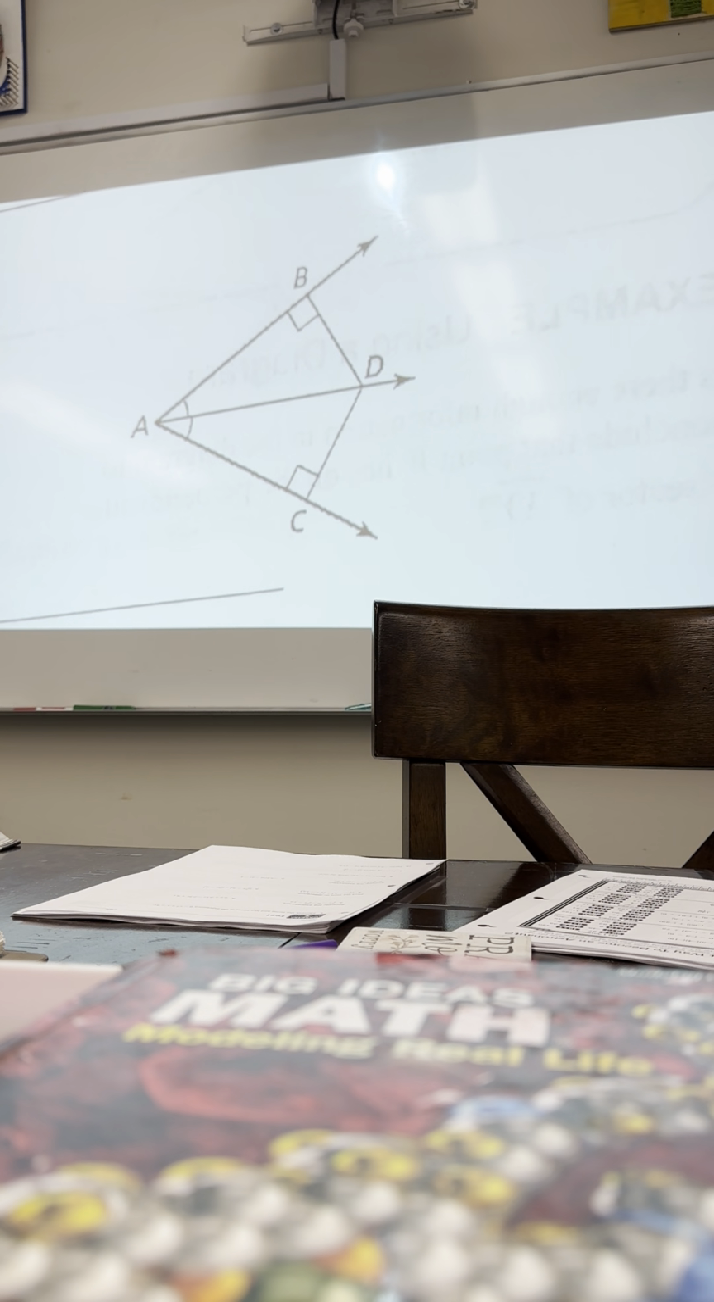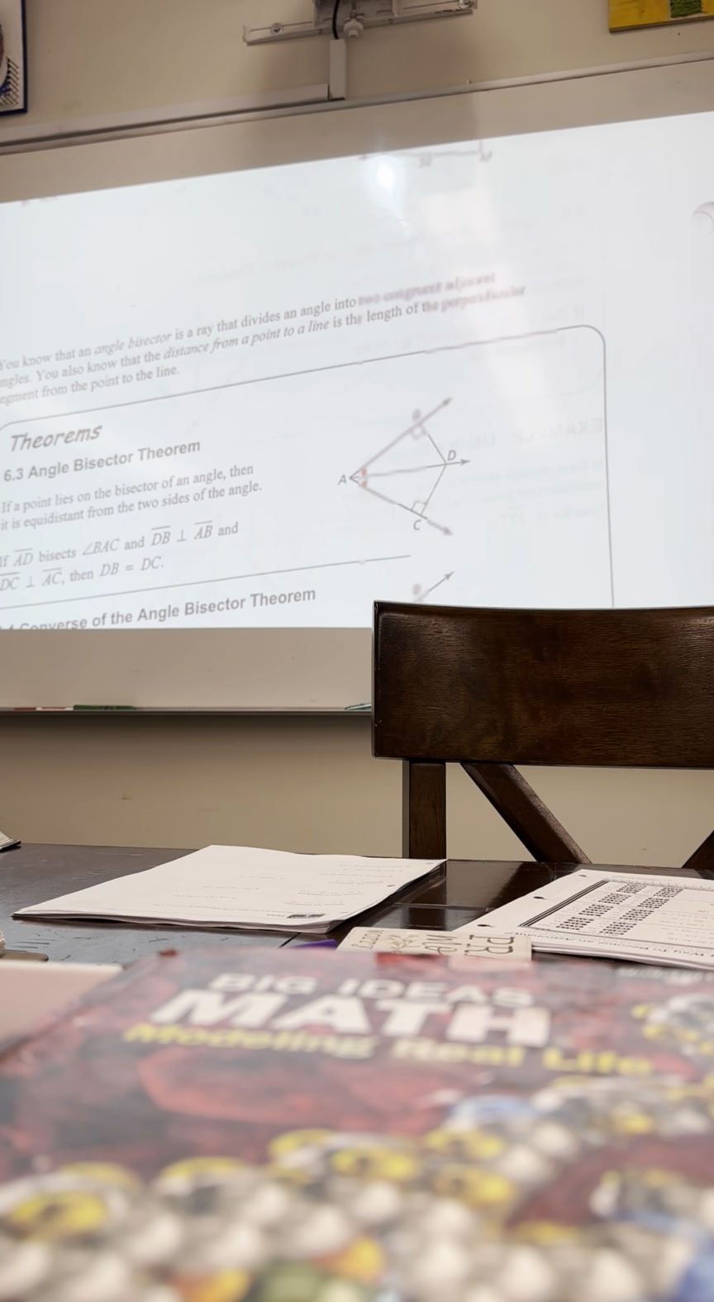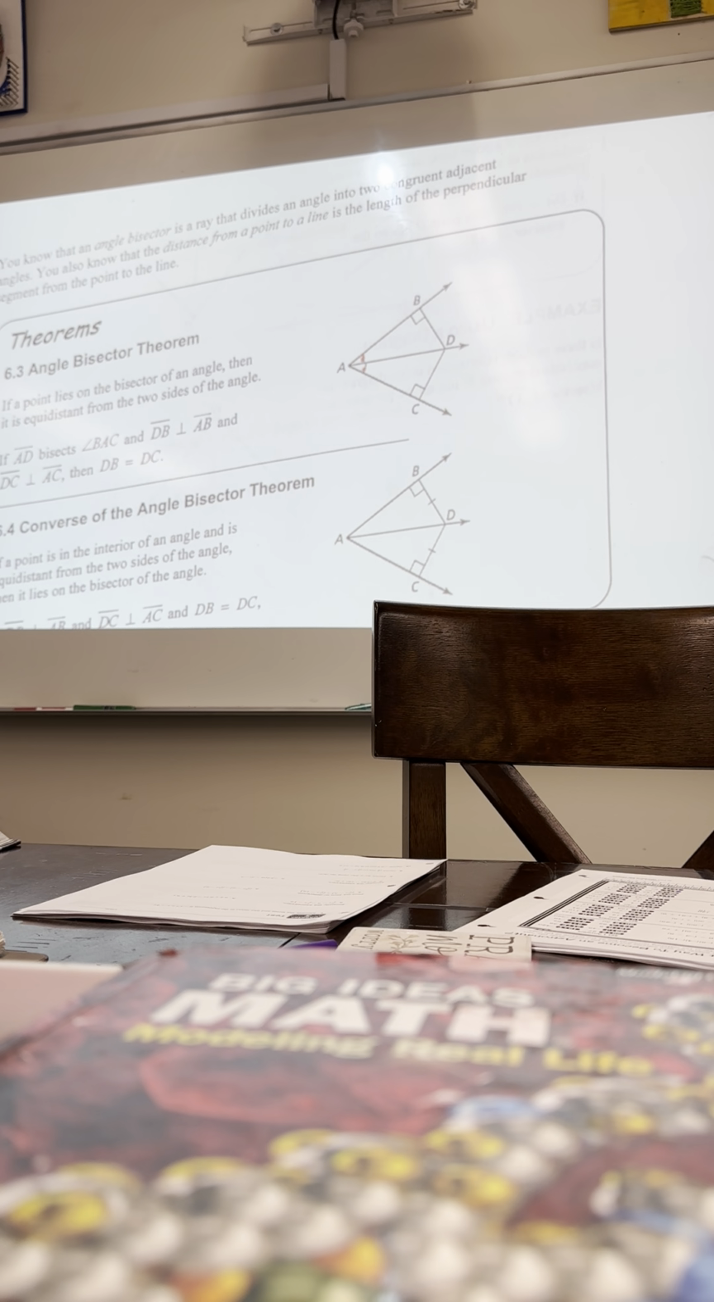Because these are marked congruent, we know we have an angle bisector, right? Okay, now according to the angle bisector theorem, if a point lies on the angle bisector, what point lies on the angle bisector? D. D is a point that lies on the angle bisector. Does that make sense? Then it is equidistant from the two sides of the angle.